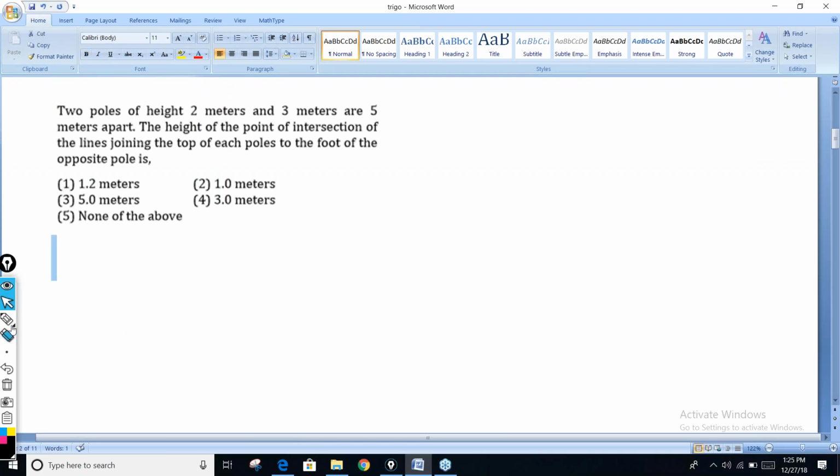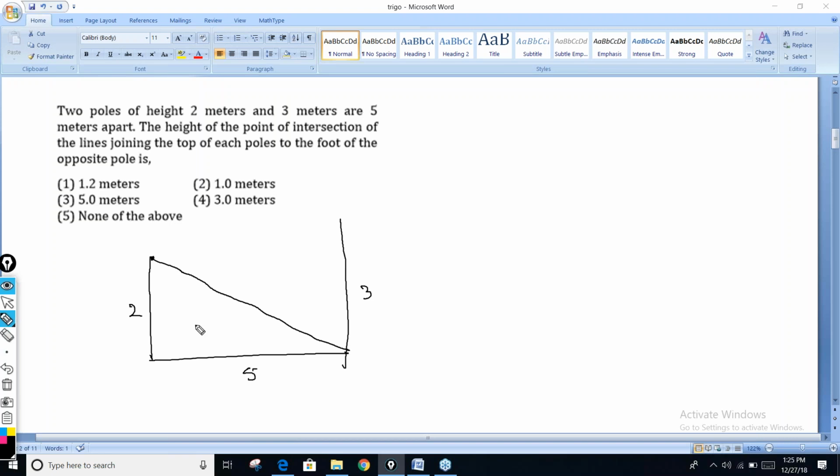This question says the two poles of height 2 meters and 3 meters are 5 meters apart. We need to find the height of the point of intersection of the lines joining the top of each pole to the foot of the opposite pole. So this is mostly not, as such, a trigonometry question. It's kind of a similarity-based question. So either you can use the similarity in these two triangles to get the answer.